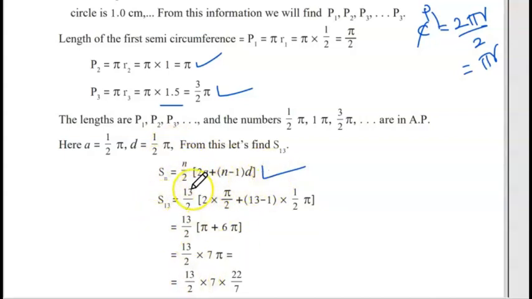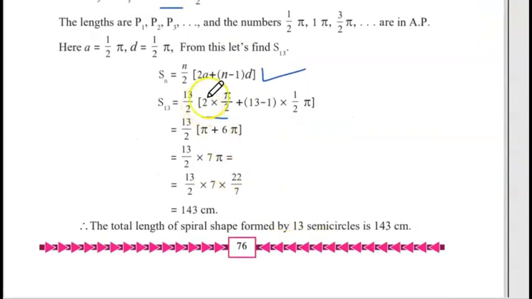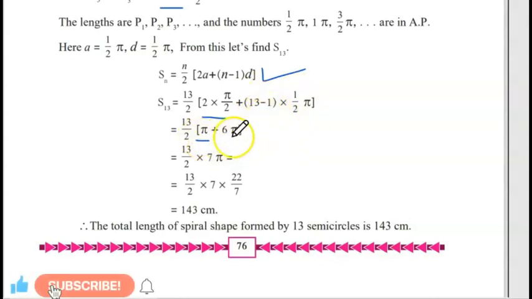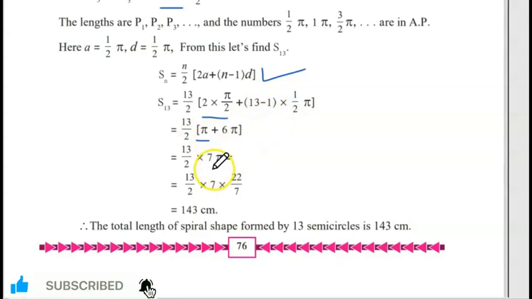S13, n is replaced by 13. 13 upon 2 in bracket 2. a is pi by 2. Okay, a is pi by 2. That is the first term. Okay, the first term ची इथे व्हॅल्यू आपण टाकलेली आहे. n upon 2. n means what? 13 minus 1 into 1/2 into pi. आणि ते सिम्प्लिफिकेशन करणार. इथे 2 कट होणार. You will get here pi. 13 minus 1 is 12. 12 into 1/2, you will get here 6 pi. Pi plus 6 pi. Then you will get here 7 pi.